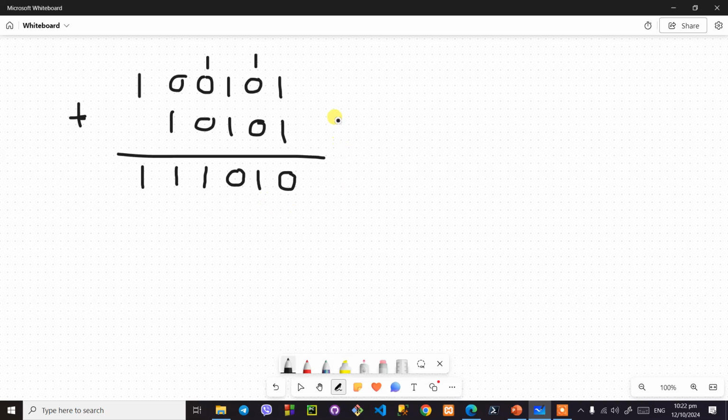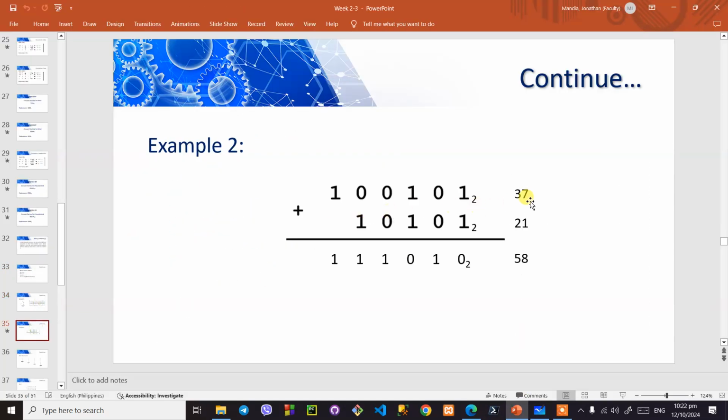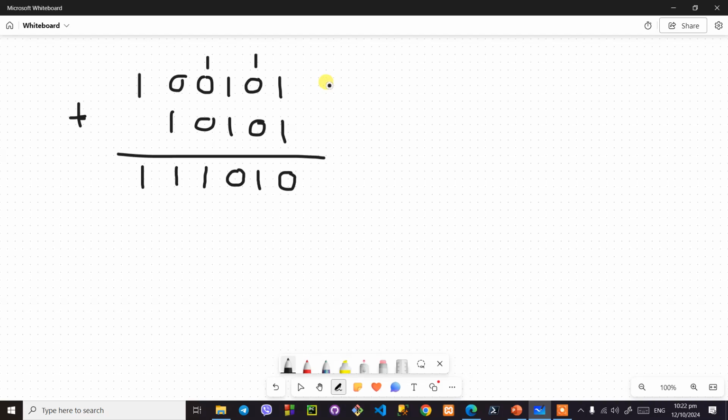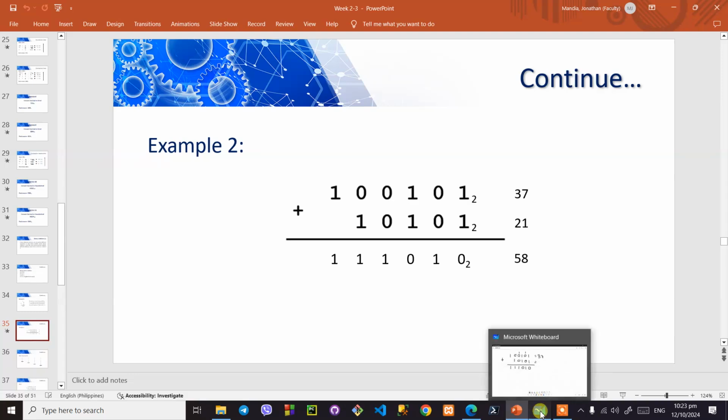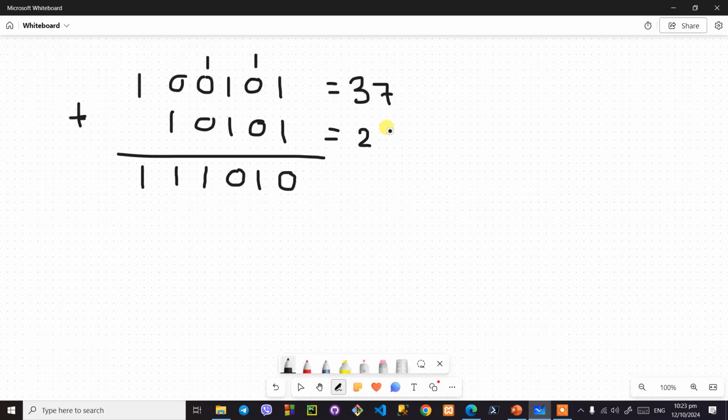Okay, now, how do we know that this particular result of the binary is correct? Okay, so we will counter check it by the use of your decimal value. That's why I taught you how to convert. This binary is equivalent to 37, and this binary is also equivalent to 21. To make the story short, the value of our binary on this side is 37 base 10, and the other one is 21, also base 10, decimal.